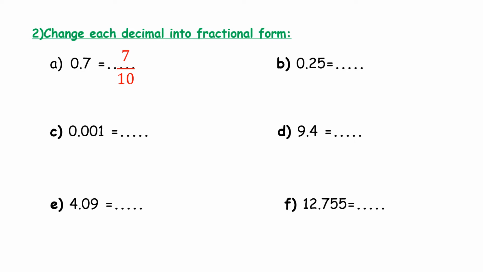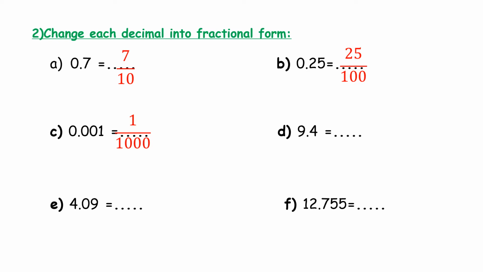Number B, 0.25. The denominator will be 100. Why 100? As I have 2 digits after the decimal point, and the numerator will be 25. Number C, 0.001, the denominator will be 1000, as I have 3 digits after the decimal point, and the numerator will be 1, and there is no whole number here.